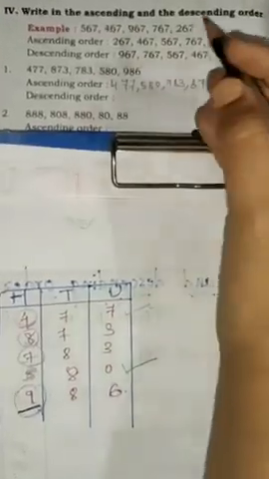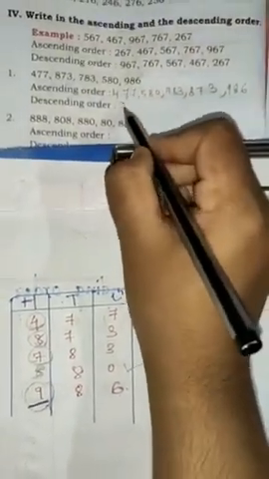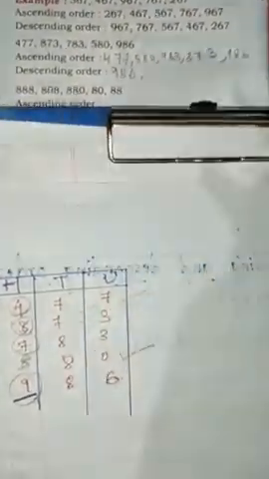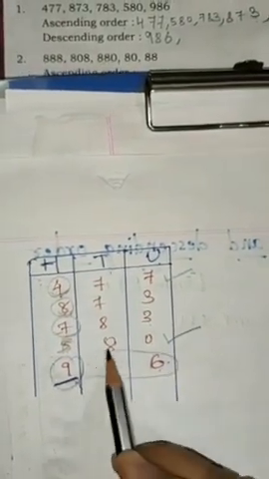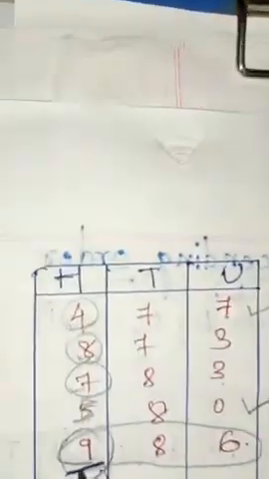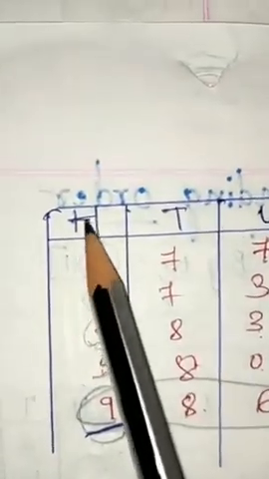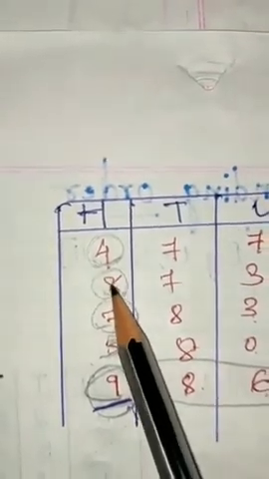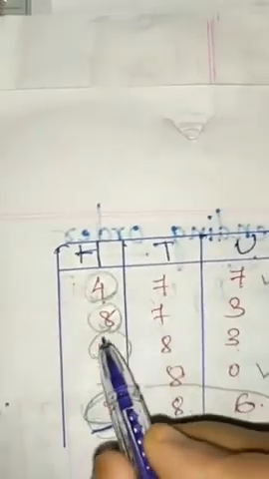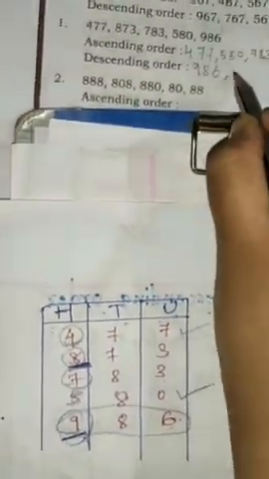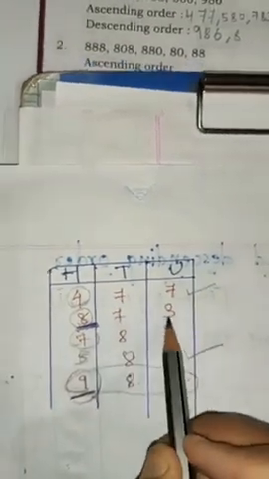So we'll write here 986, the biggest number, first. Next one, just leave this 9. Now you tell me which is the biggest digit here in the 100 place. 4, 8, 7, 5. Which is the biggest digit here? 8. Right. So 8 is the biggest digit. So we'll write here 800. So 873 is the biggest number.